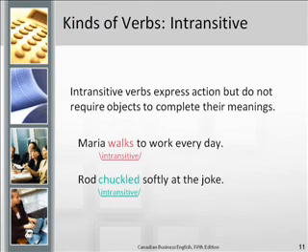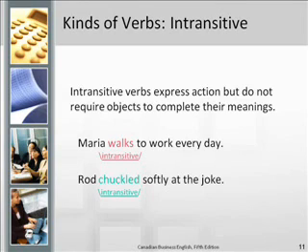The next type of action verb that we'll look at are intransitive action verbs. Intransitive verbs express action but do not require objects to complete their meanings. So have a look at the following two examples. Maria walks to work every day. The verb is walks and the subject is Maria. The subject and verb together, Maria walks, is enough to have a complete sentence by itself.